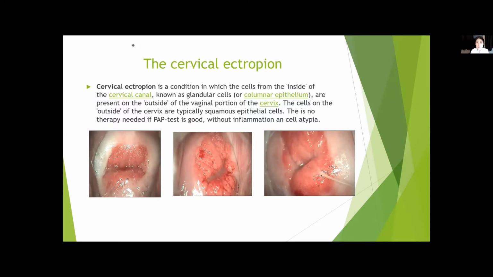There is no therapy needed if the PAP-test is good, without inflammation and cell atypia. These pictures show the cervical ectropion. All of these ectropions are normal.